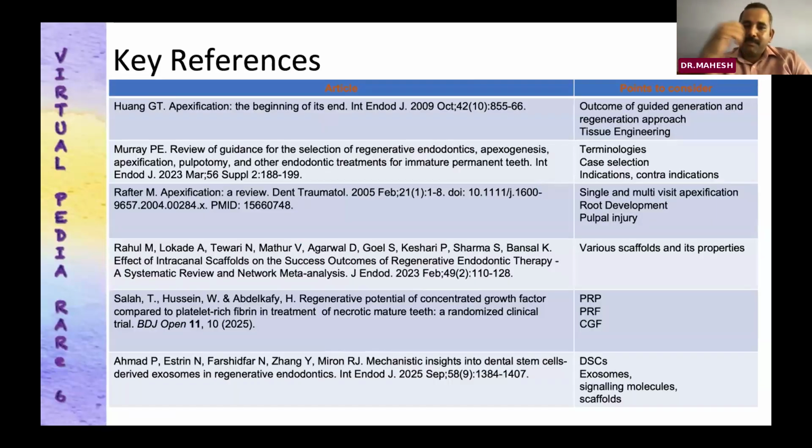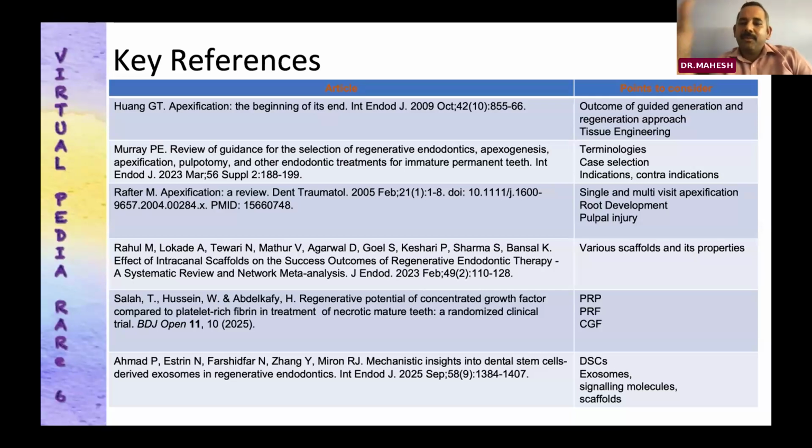So while preparing this PowerPoint presentation, I came across the most common and the useful topics, 6 basic research articles which can be used for your further studies. The one in the Endodontic Journal on apexification will tell you about the outcome of guided regeneration, how we are planning for a regenerative approach, and what do you mean by tissue regeneration and what are the consequences of it. And then if you want to read more about apexification, it is always better that you read this article by Rafter in the year 2005 in Dental Traumatology.